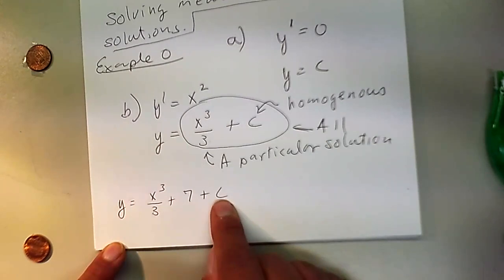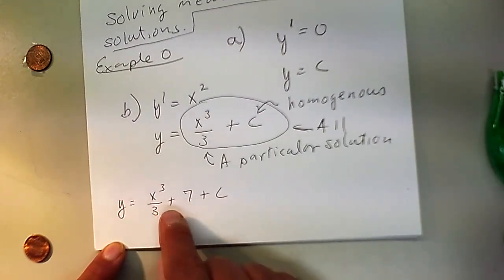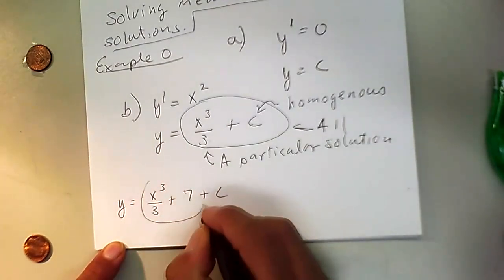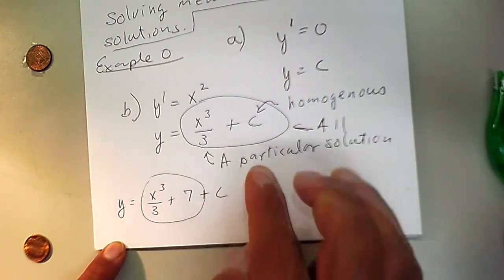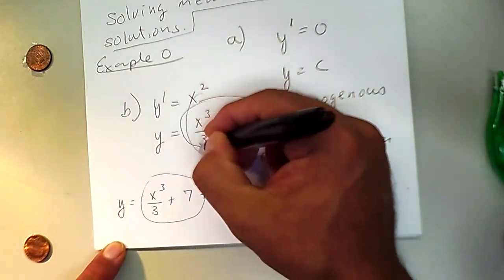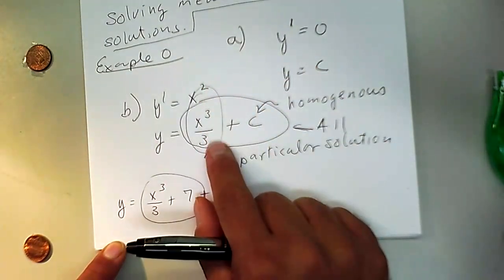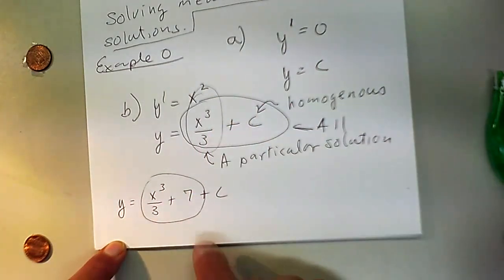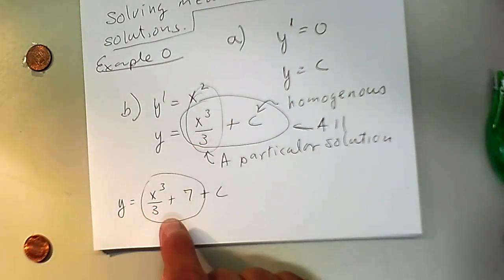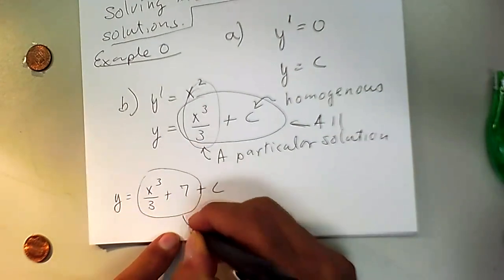So again, this is a particular solution, but we don't like this solution as part of providing all the solutions. We refer back to the one where the constant is 0. So where the constant is 0 is the one that we prefer for the particular solution.